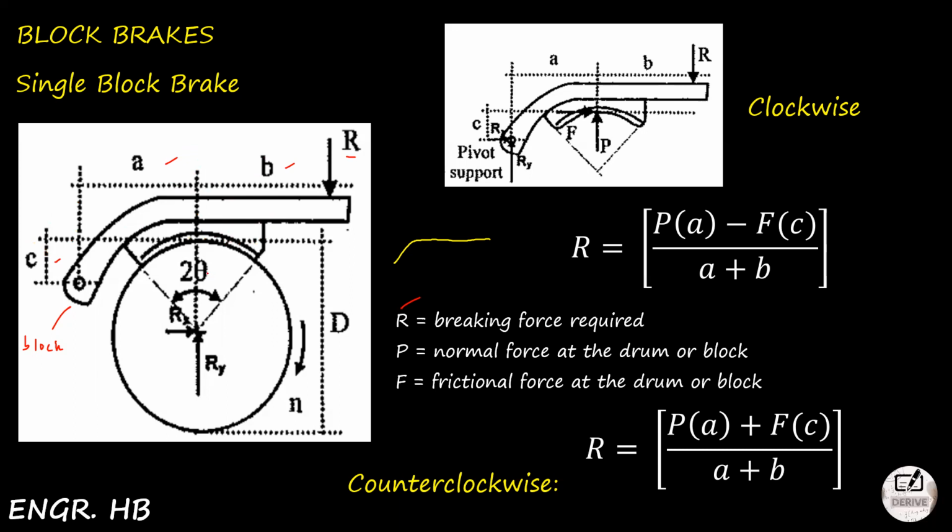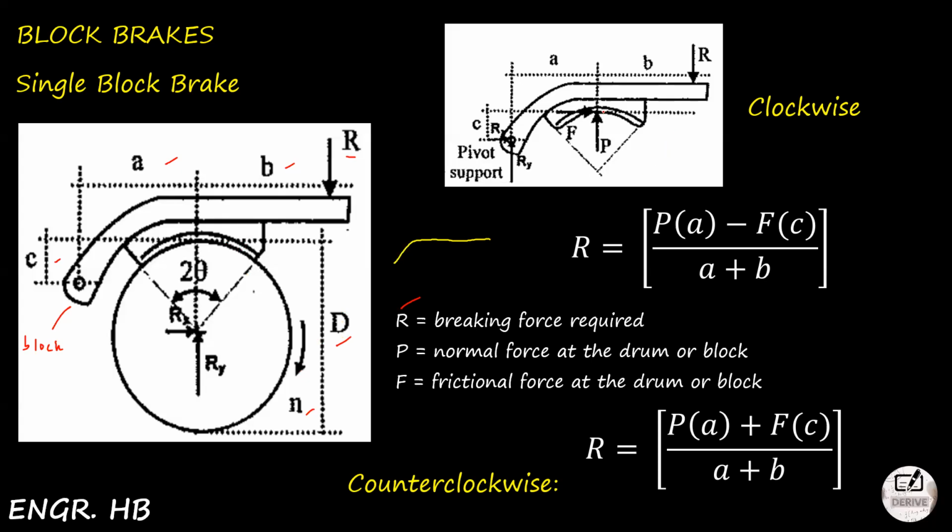And of course, we have the contact angle of 2 theta. Sa problem guys, pag sinabing a block brake has a contact angle of 90 degrees, ibig sabihin nun, ang theta is 45 degrees. Okay? Of course, this D represents the drum diameter. Of course, N is your RPM. And yun lang talaga nadagdag guys.